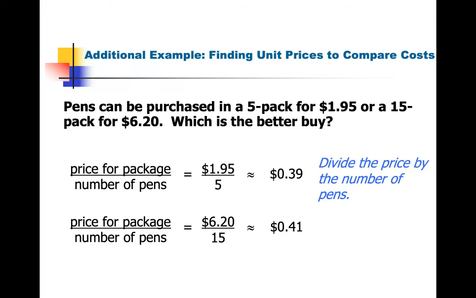Now, if you try to divide $6.20 by 15, you're going to get 0.41 and a third, because it's going to be 3 repeating right after the 1. So you're going to get 41 cents and a third of a cent. Because a third is less than a half, you're going to round down. So you get 0.41 or 41 cents per pen. Well, what's the better buy? The 5-pack, right? You end up saving more money per pen. The better buy is the 5-pack for $1.95.